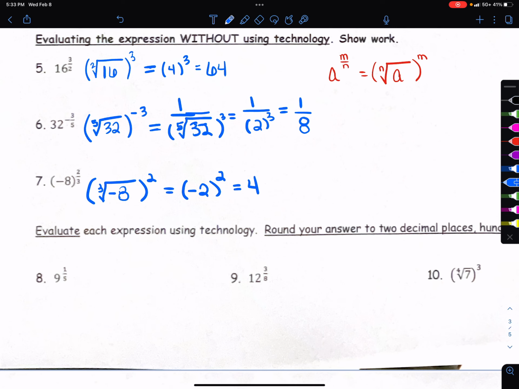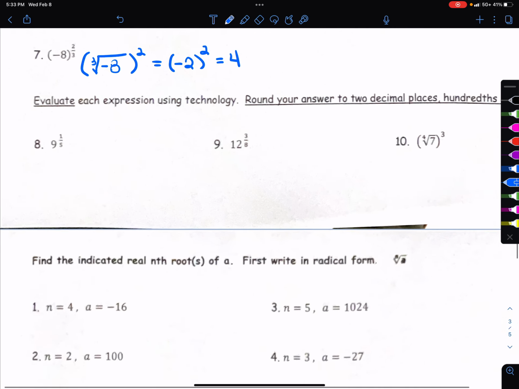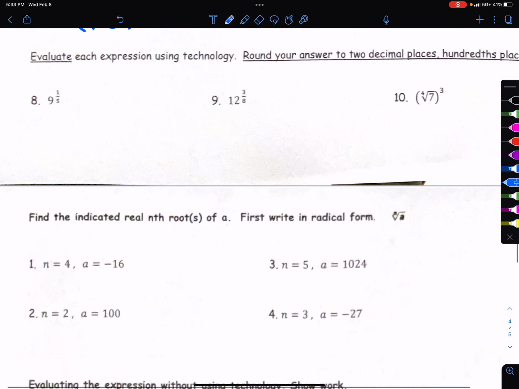All right, now number 8, 9, and 10. These ones here, we are going to use the calculator. So if you were in class today, I did talk about how to use the calculator for these to plug it in. I'm going to look at my phone here and see if I can find the buttons. So I'm using an iPhone. If you have an Android, I believe the calculator is the same because I've looked at that one as well.